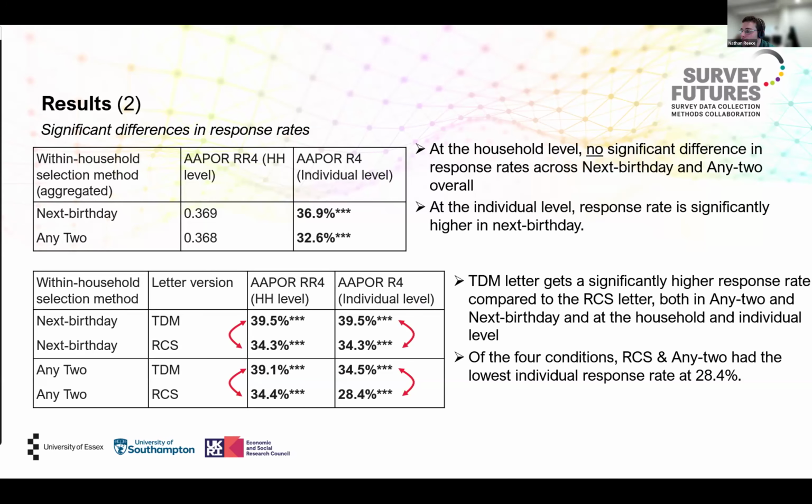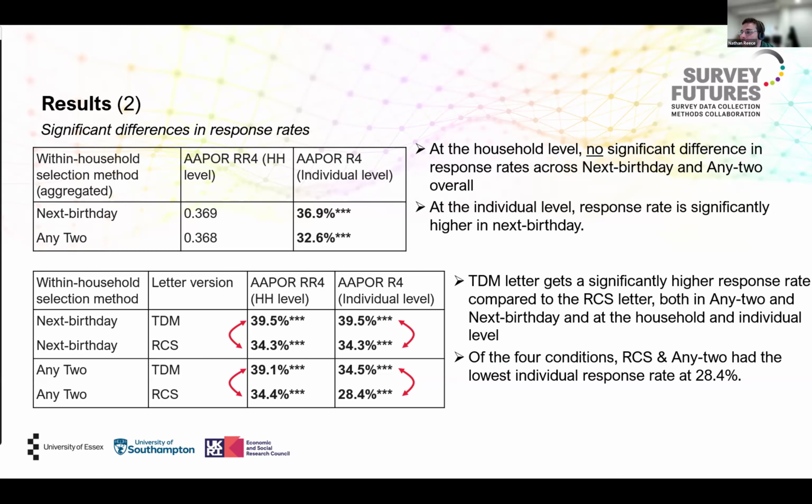Moving on to the rates, so the response rates at household level, there was no significant difference in the response rate for the within household selection methods on aggregate. That's the top table. But there was a significant difference at the individual level. So basically, we don't get enough of the second adults in NE2, and overall at the individual level, the birthday method does have a higher individual level response rate.